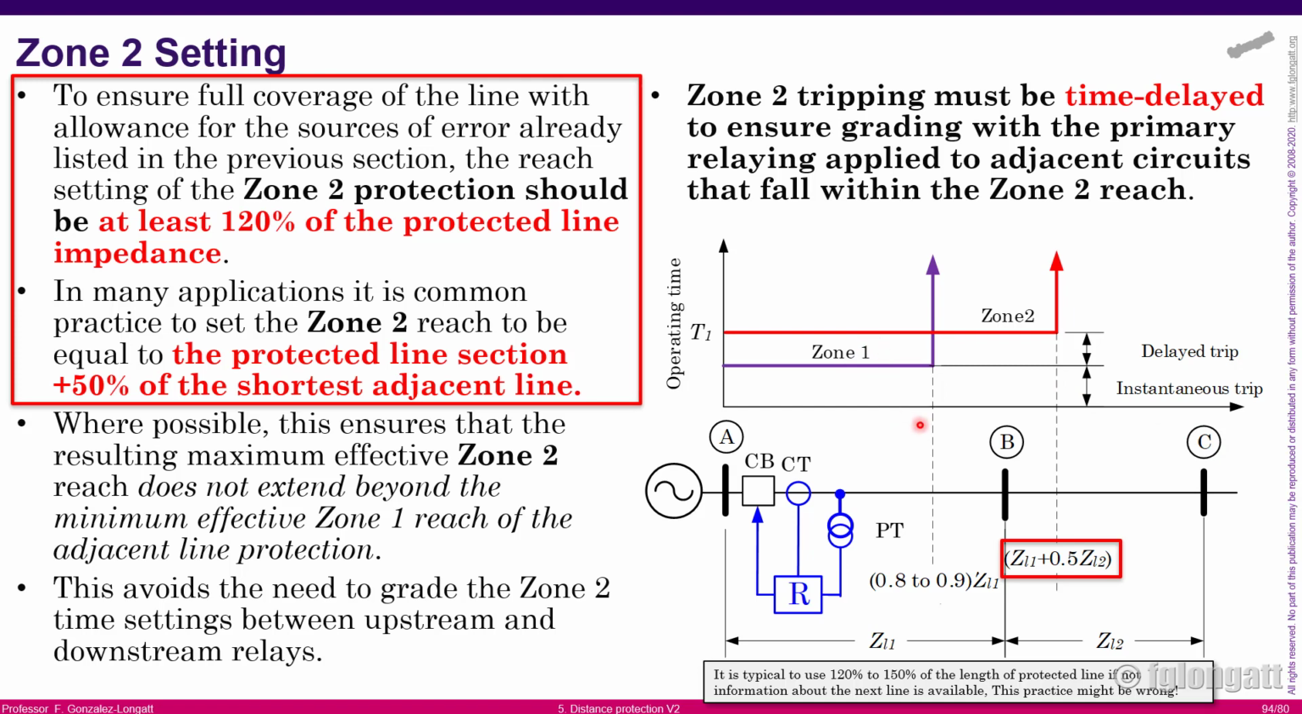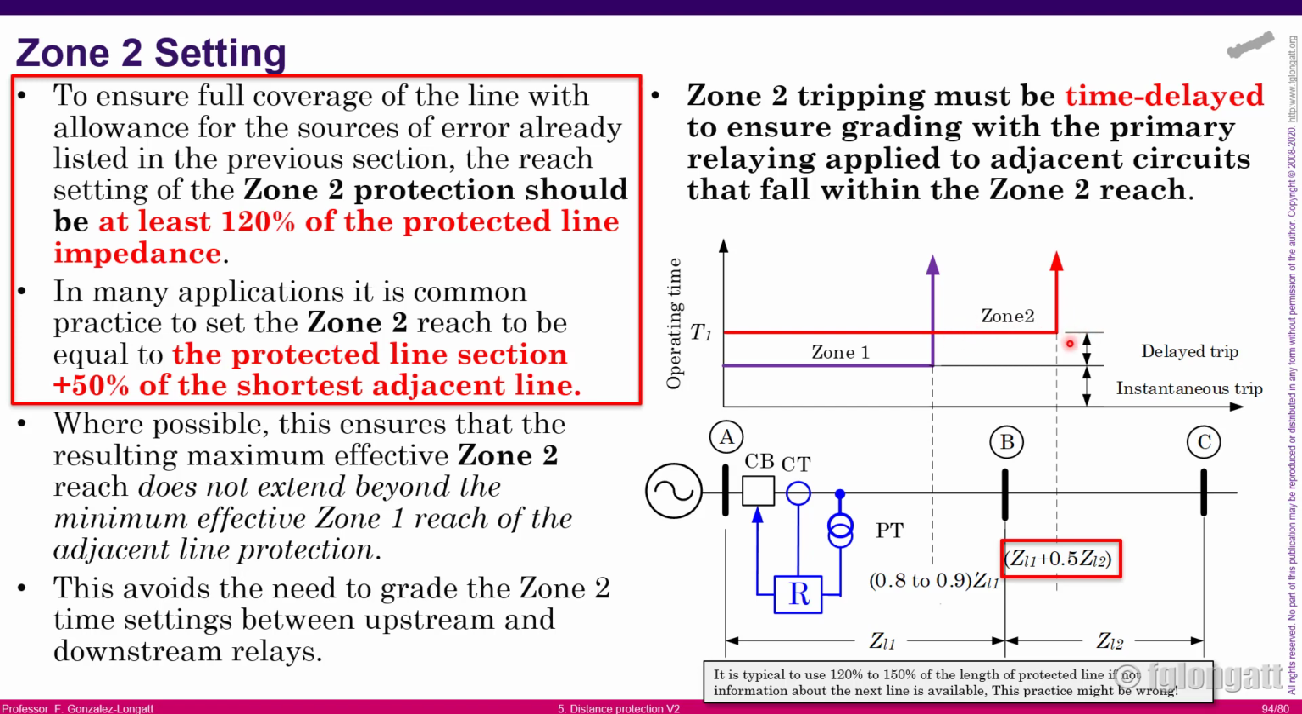Okay. What is the idea of that overreaching? Imagine that we have a fault here at, let's say, 75%. That means it is inside zone one, so zone one must detect. But if it fails to detect, automatically zone two will trip with a small time delay. And the other thing is, for instance, if we are between 80% and 90% of the transmission line and there is a fault here, we will have a trip in zone 2, but this trip in zone 2 will be delayed.